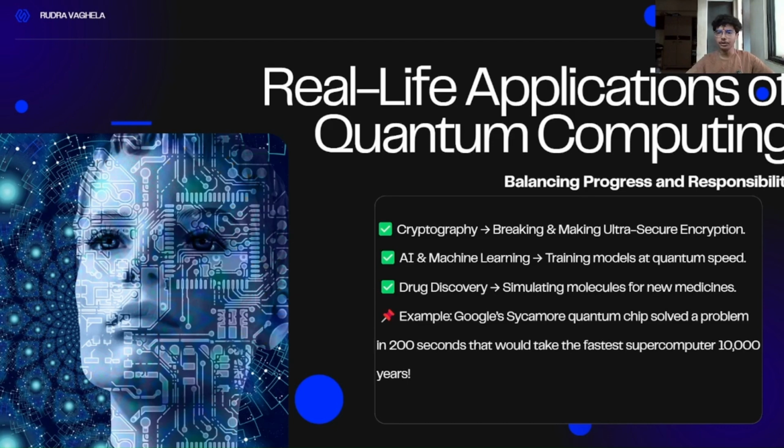Example: Google's Sycamore computer chip solved a problem in 200 seconds that would take the fastest supercomputer 10,000 years.